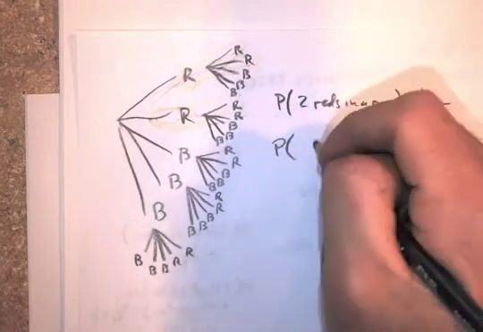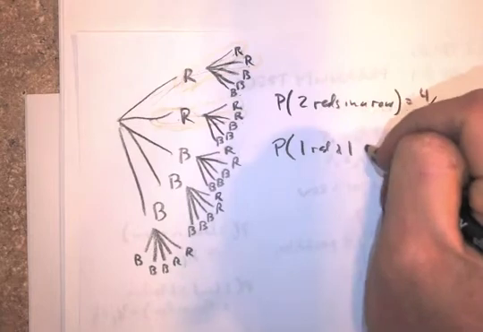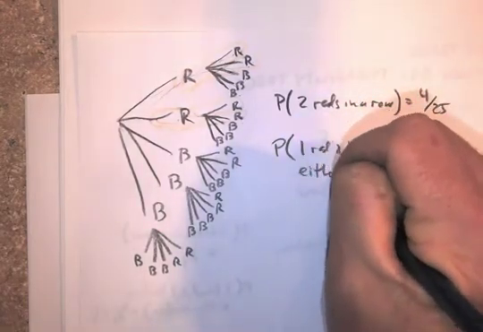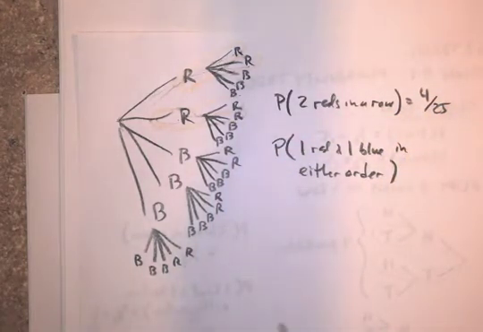Probability of 1 red and 1 blue. Again, in either order. What's the probability of getting a red and a blue? Okay, 1 red and 1 blue. It could be red, blue, or blue, red.